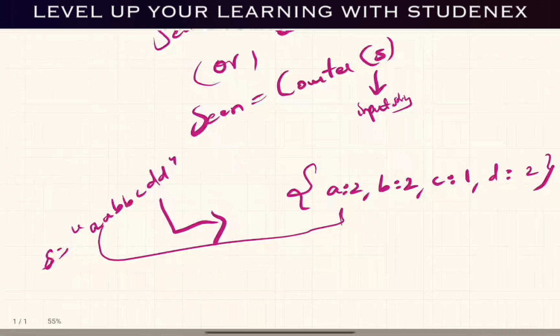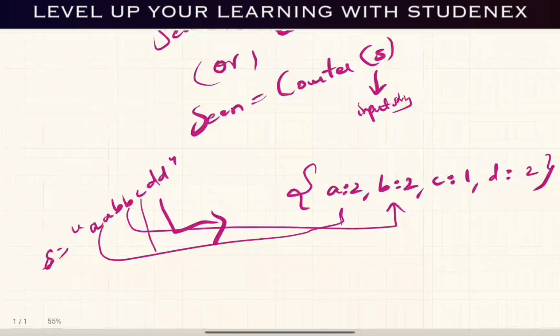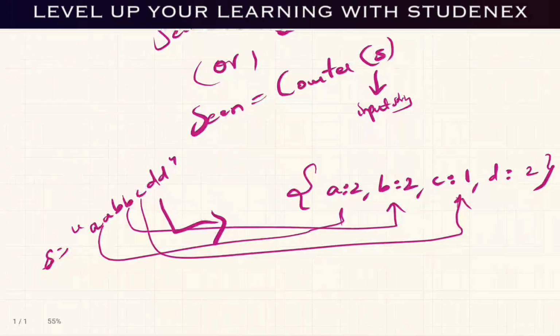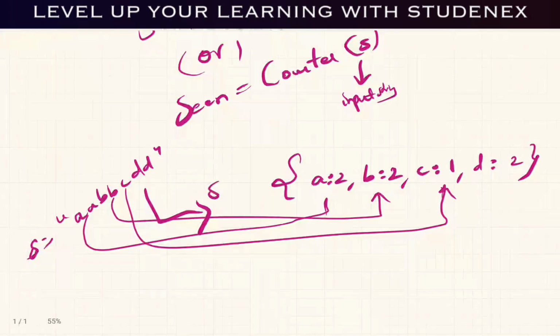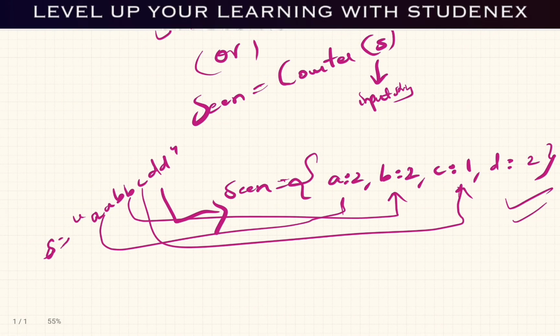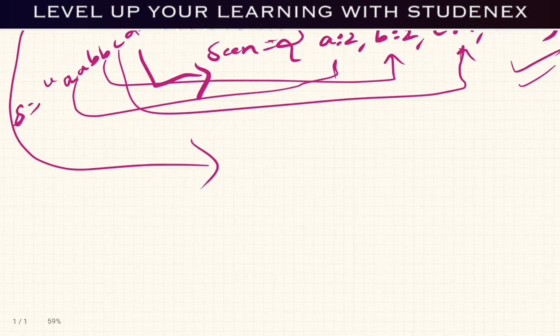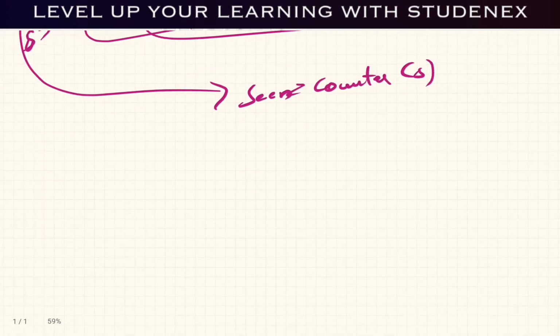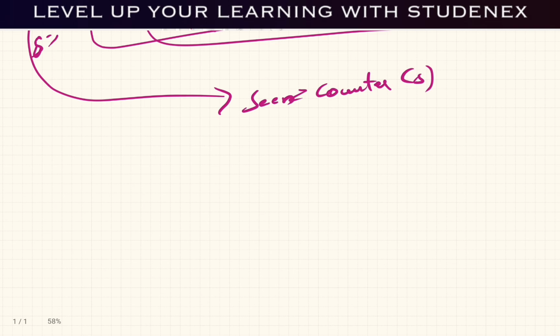A two times, B two times, C one time. So this is what it's going to save. Our seen variable is going to look like this. If you even print it, it will print the same. So I just took the variable and used Counter. Now I'm going to iterate over every character and check the frequency of that particular character.